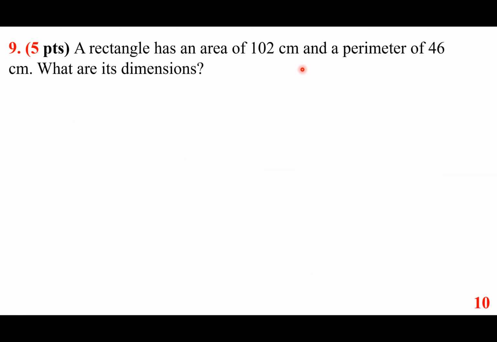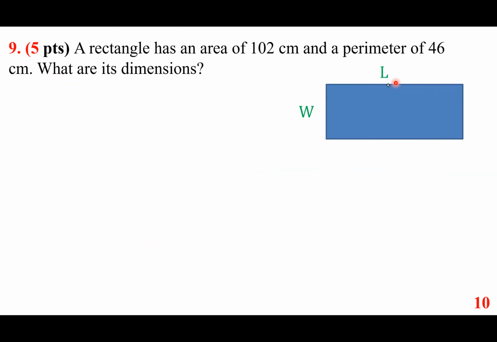A rectangle has an area of 102 centimeters and a perimeter of 46. What are its dimensions? So we are looking at the rectangle. Here's the width, here's the length, and we know the area is length times the width, and we know the perimeter is 2 times length plus the width. And so we use those facts. 2 times L plus W is 46. L times W is 102.